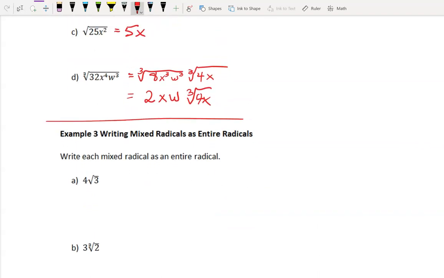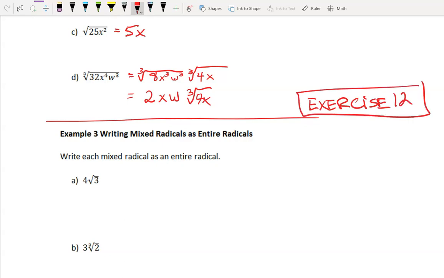We're going to stop there. We'll save that for the next day. This is now your homework. Exercise 12. Okay? Good luck.